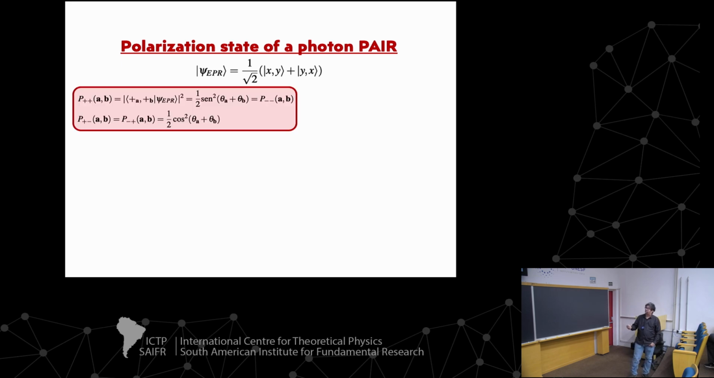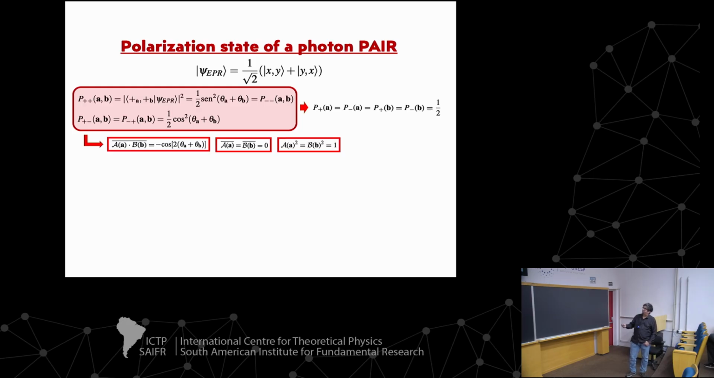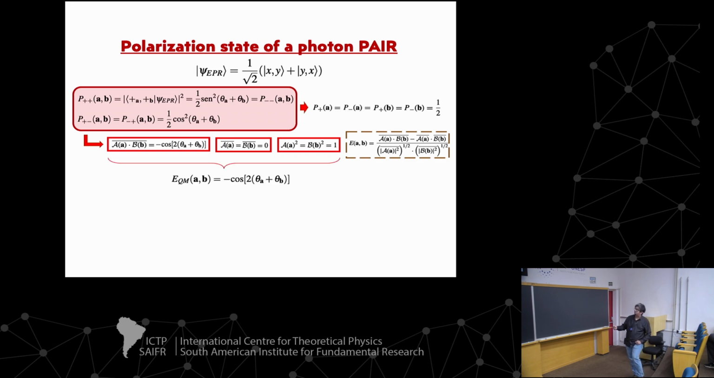And then we've calculated this probability P plus plus for a certain angle, with angles theta A and theta B for your polarizer. Then you get this result. That's the same with P minus minus. And then P plus minus will give this other result here. And you can manage to have the situation of all the single probabilities being half. Okay, so you end up with these conditions. And then once you calculate these correlation functions, you have these results for the correlation function.